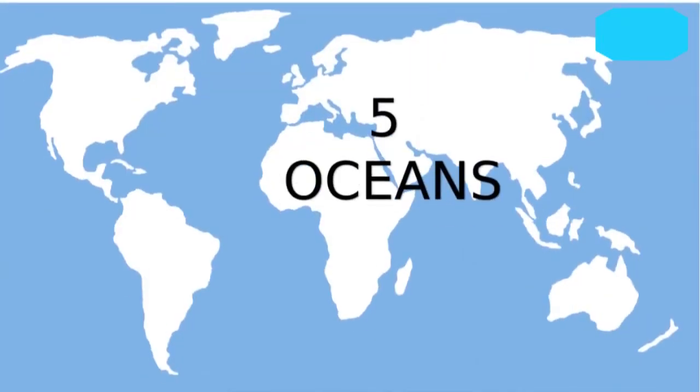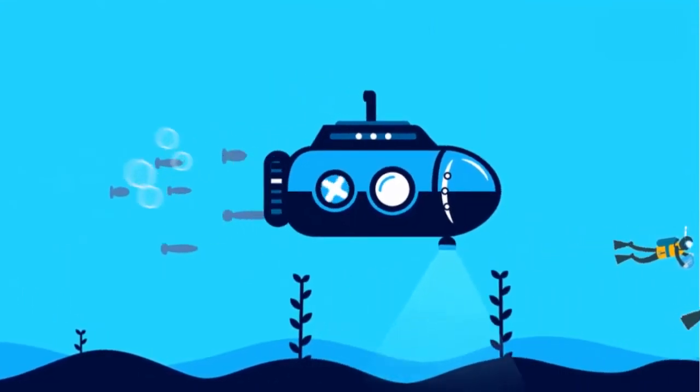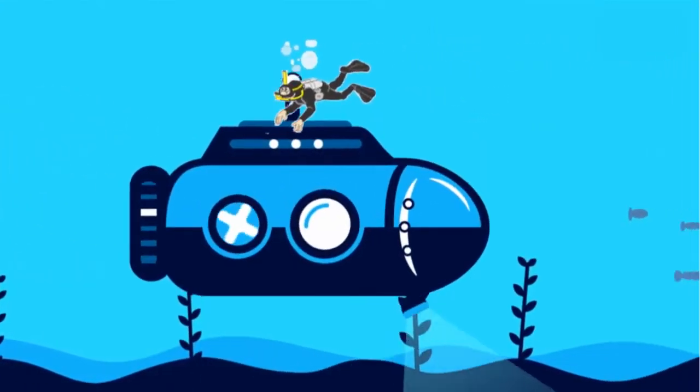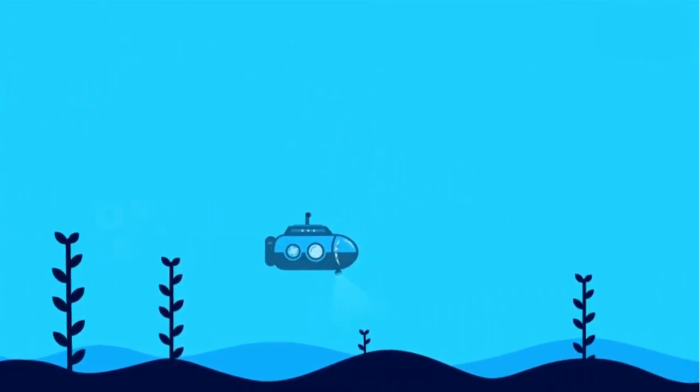So the ocean tends to be 90 to 97% of the total hydrosphere, while the hydrosphere itself is 71% of the total Earth surface. So watch the videos and answer the quizzes that follow this lesson.